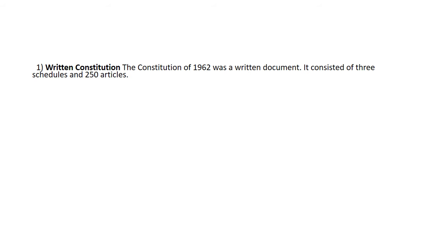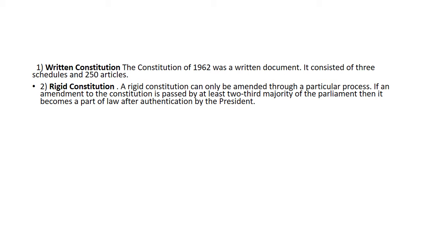First, it was a written constitution, as it consisted of 3 schedules and 250 articles. And it was a rigid constitution, because a rigid constitution can only be amended through a particular procedure. If an amendment to the constitution is passed by at least a 2/3 majority of parliament, then it becomes part of law after authentication of the president. So the 2/3 majority of the parliament and the authentication of the president made this constitution a rigid constitution.